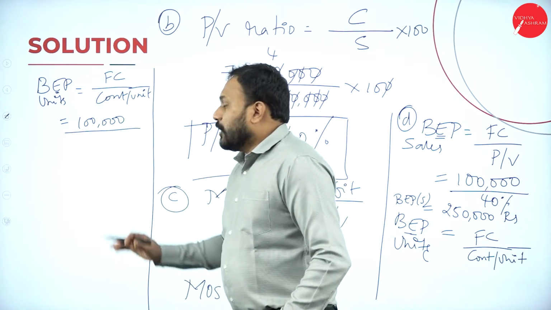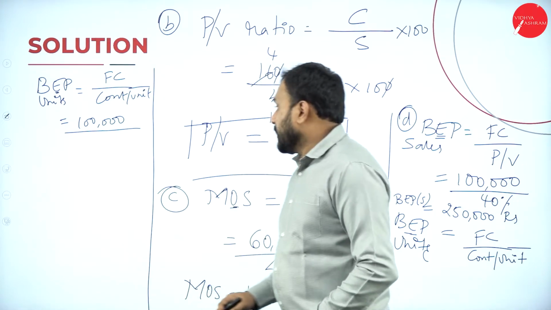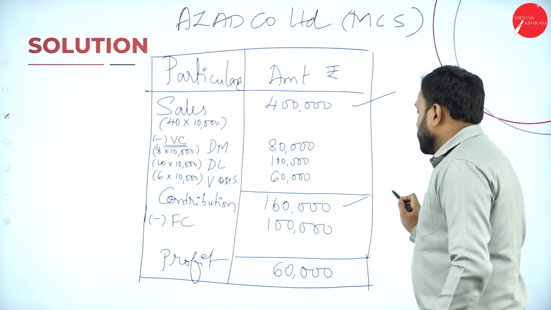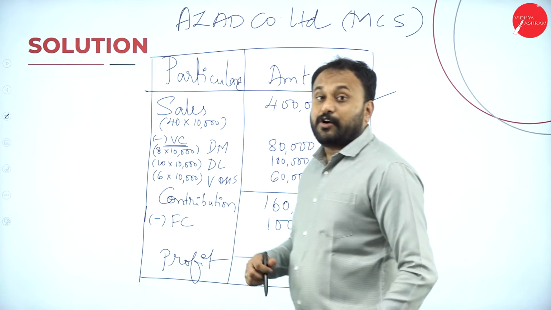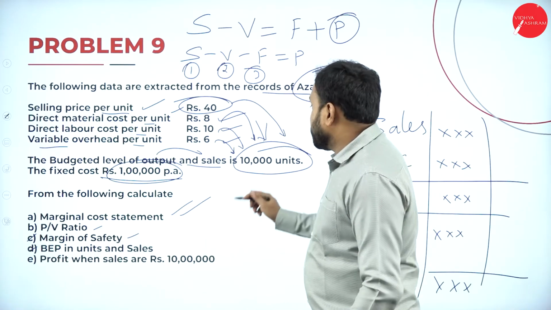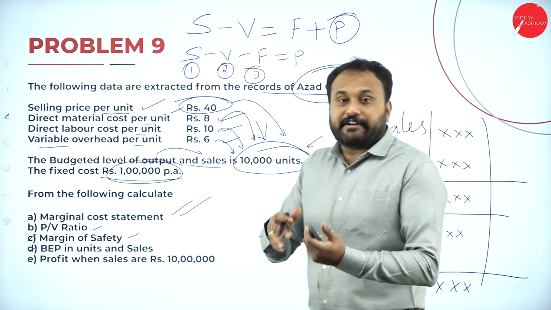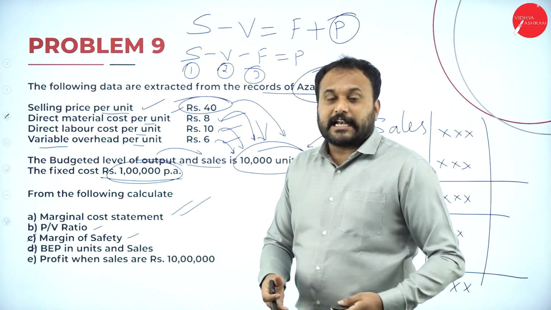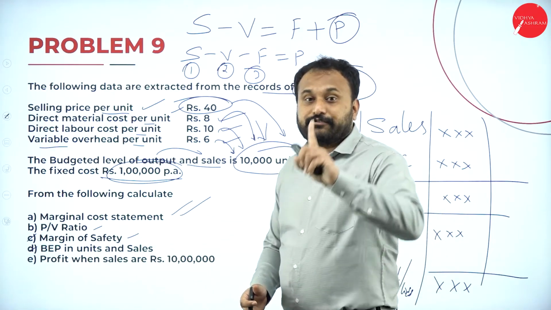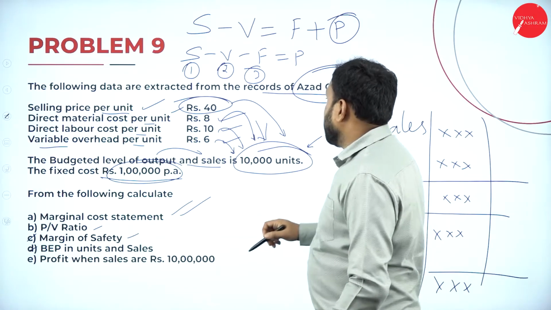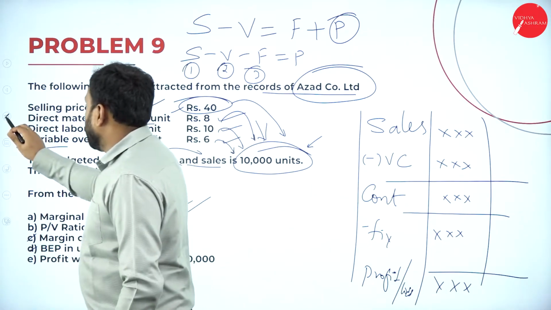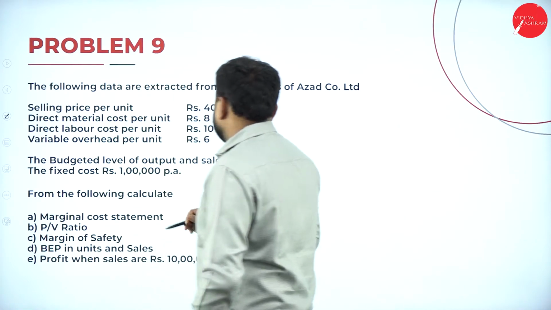Divided by. How to find contribution per unit? See here, we have contribution of 1,60,000. But how many units? Here, units is 10,000. So divide by 10,000, and what you get is the contribution per unit, that is, for 1 unit. Example here, I'll just show you. I'll erase everything here so that it is easy to understand.